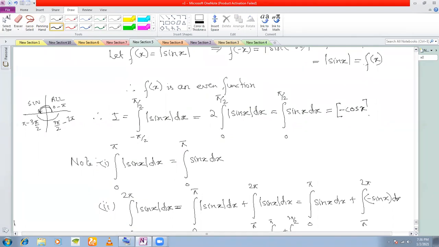Evaluated between 0 to pi by 2. Okay. Now what I do is, in order to remove the negative sign, I simply write this as cos x. I have removed the negative sign. Then I will have to interchange the limits also. Now the lower limit will become pi by 2. The upper limit will become 0 because I have removed the negative sign. So this is cos 0 minus cos pi by 2, which is 1 minus 0, which is 1 simply.